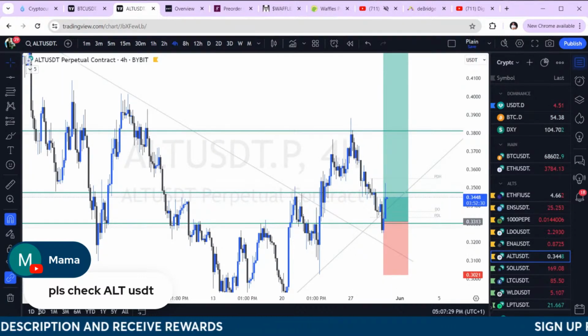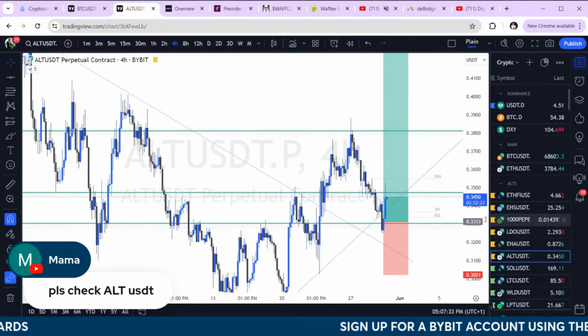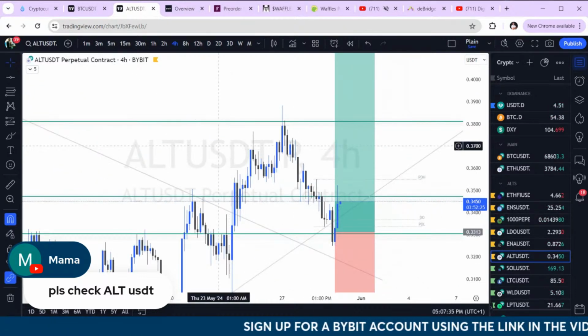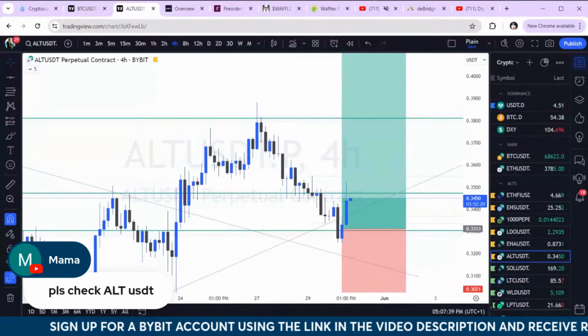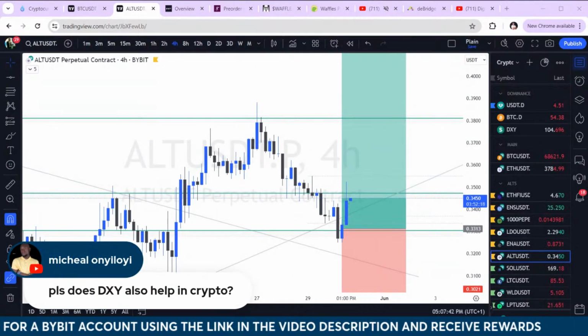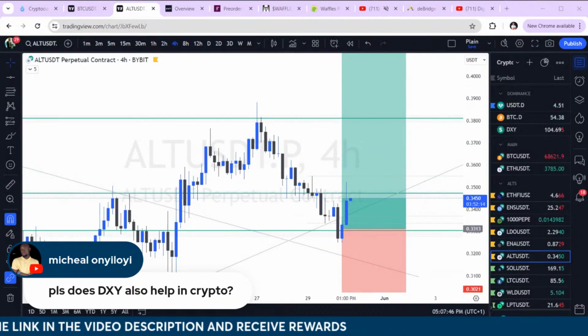I believe you're in this trade already, right? Because we all shared this trade yesterday together. We looked at this together yesterday. So if you're in this trade and you're still holding on to it, congratulations, guys. All right, so let's see what happened. DXY.